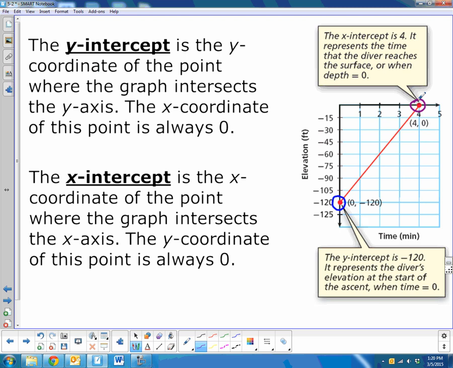And then in the last two slides in your notes, we're going to look at what that means. How can we use that information to help us with any kind of real-world situation? So we're going to start by just looking at the pure mathematics. How do we find them?